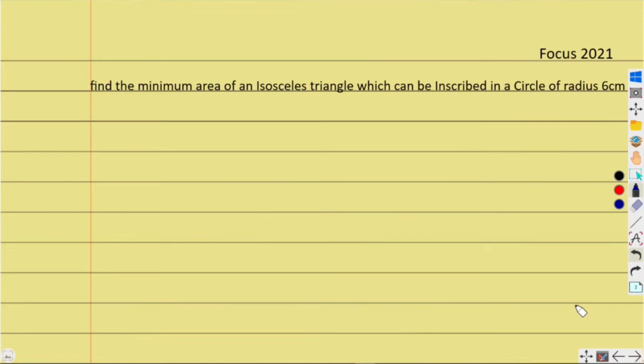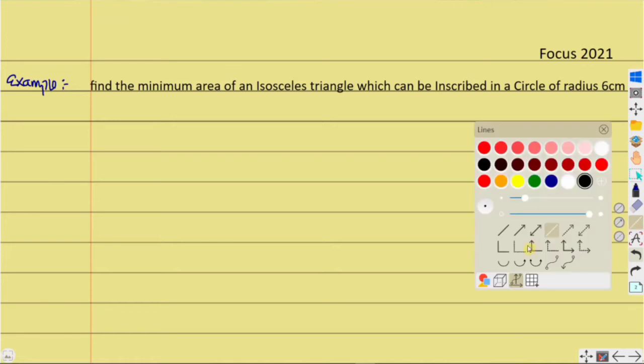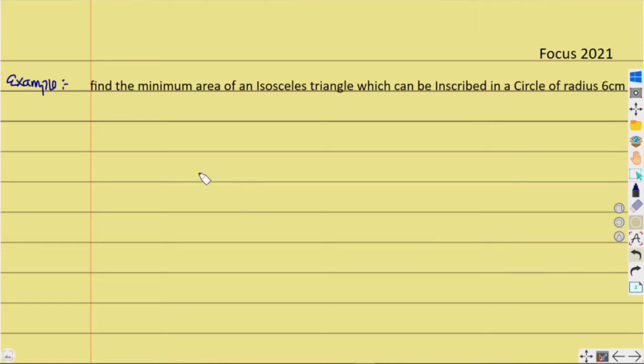Fine. We have examples right in front of us, and the example here is a very good one. We have to find the minimum area of an isosceles triangle which can be inscribed in a circle of radius 6 cm. So we have to find the minimum value, already discussed. All we need to do here, my dear student, is remember to draw a circle and put an isosceles triangle inside the circle. So let me take my circle to be that, and everybody knows how an isosceles triangle is going to be.